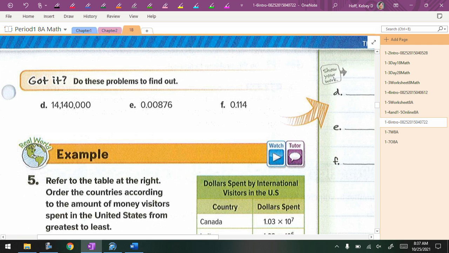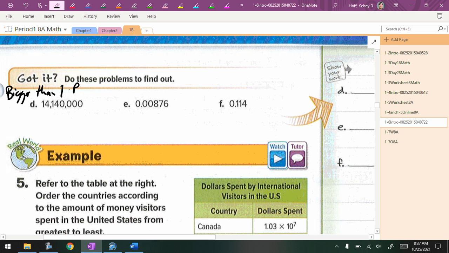14,140,000. The first thing you should ask yourself, is this number bigger than 1 or less than 1? Bigger than 1. Because this number is bigger than 1, that means I'm going to have a positive exponent. Because my number is bigger than 1, I'm going to have a positive exponent. All right.